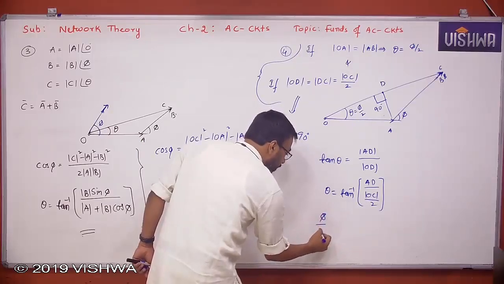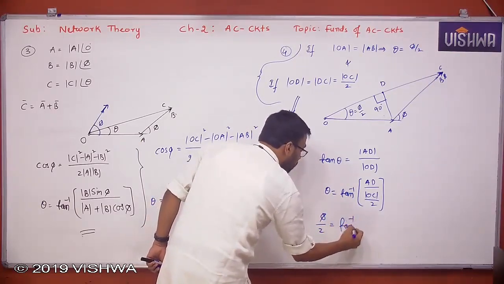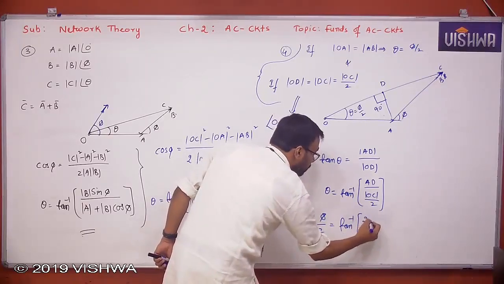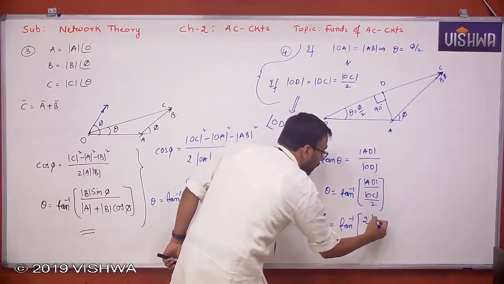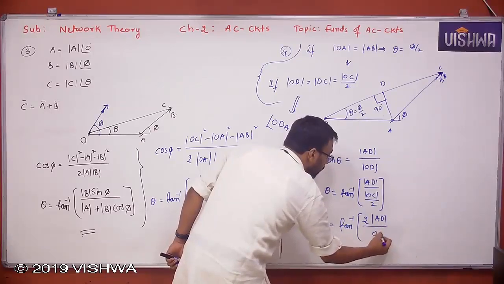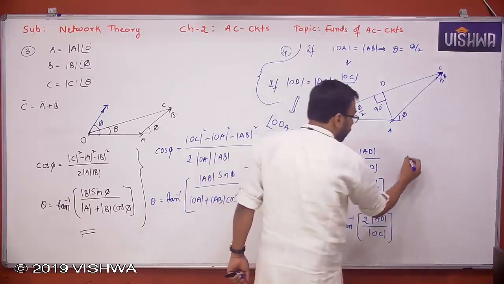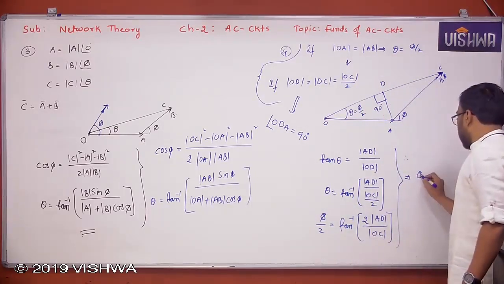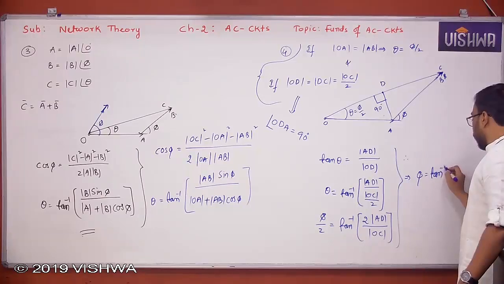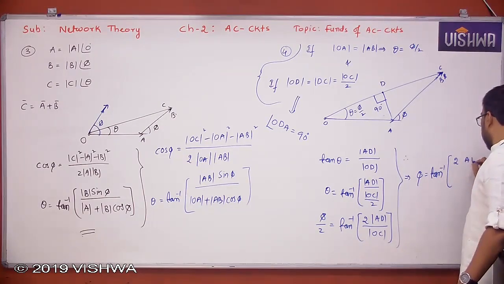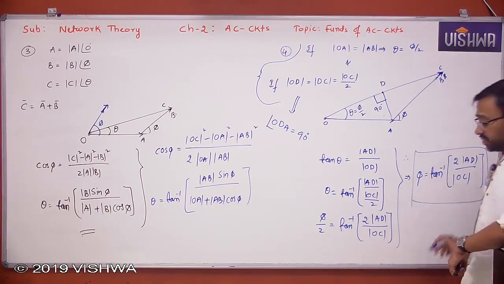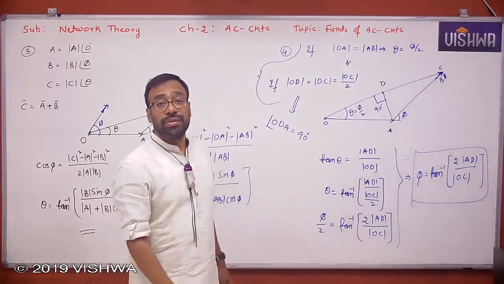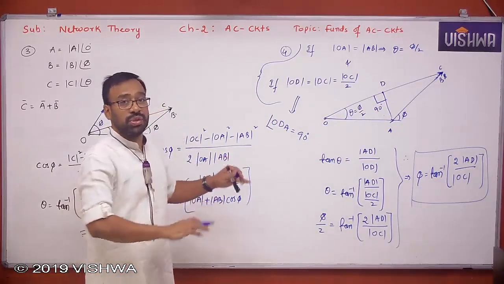But what is theta? Theta is nothing but phi by 2. So tan inverse 2 times AD by OC. Now finally you got from this, angle phi is equal to tan inverse 2 times AD by OC. Exactly on this particular formula there was one question given in the GATE. Understand all of you? It is purely based on the phasor diagrams concept.